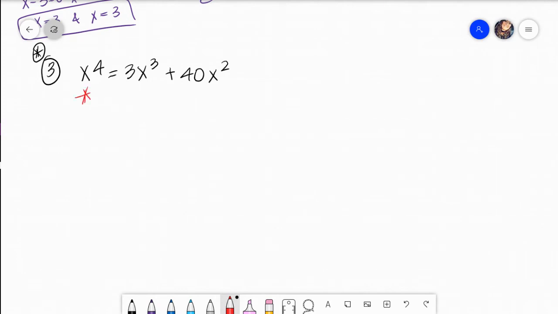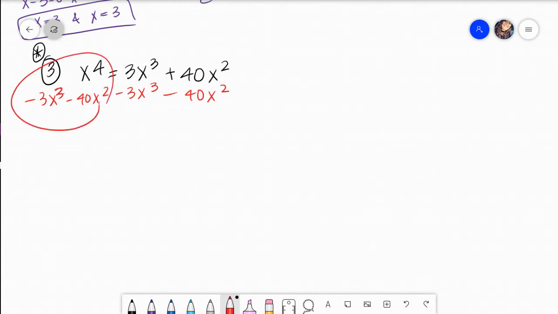Y'all, it looks easier to move this over here. That is not what you want to do, because my form always has the leading term as positive. If I move this, it becomes negative. I don't want to do that. I want to move these. I don't care if these are negative, right? What you do to one side, you have to do to the other.